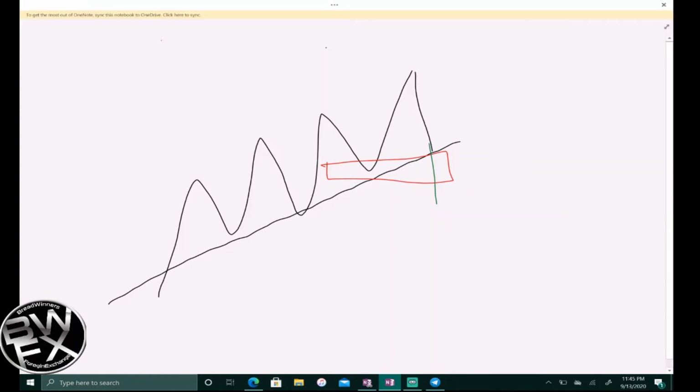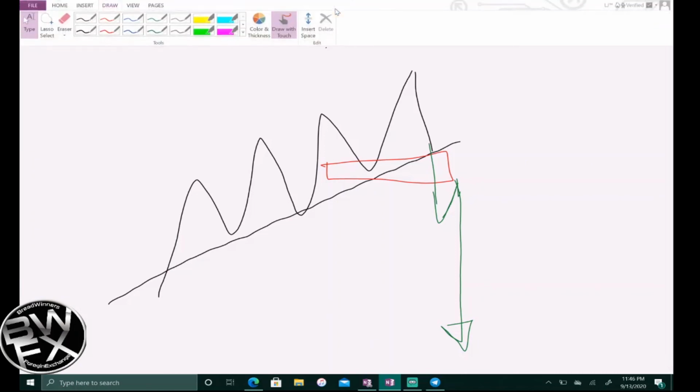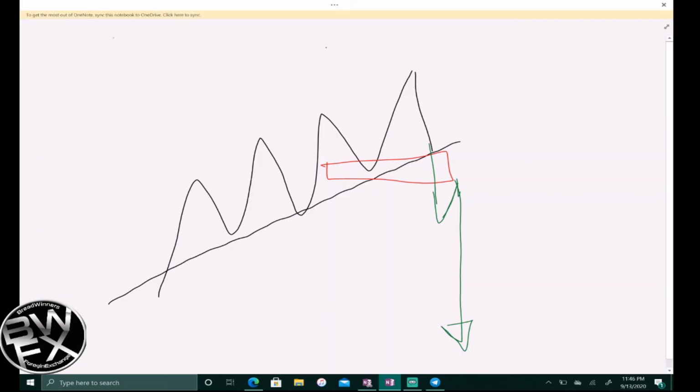Well, I'm waiting for a pullback to this level, showing some type of rejection, then a continuation down to where this structure has begun. Right here to this next level. And what we have here is a simple break and retest, which we like to trade here at BWFX. We like to keep things simple. We like to keep things clean.